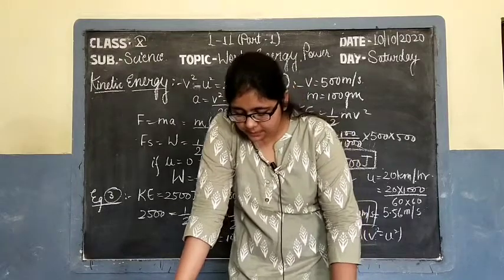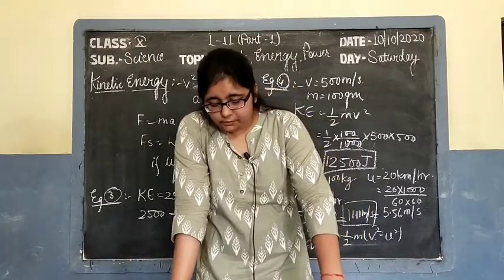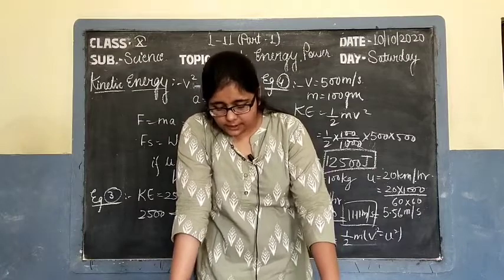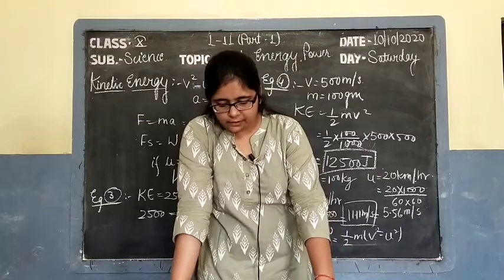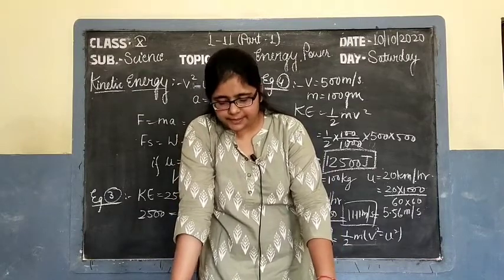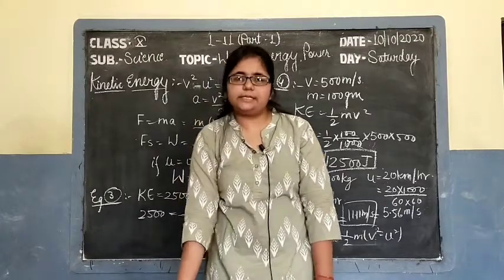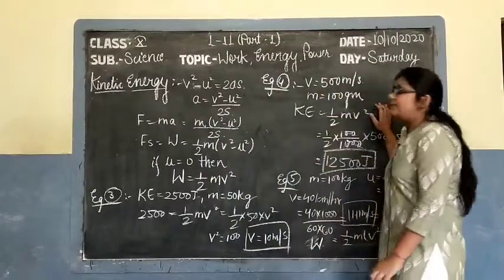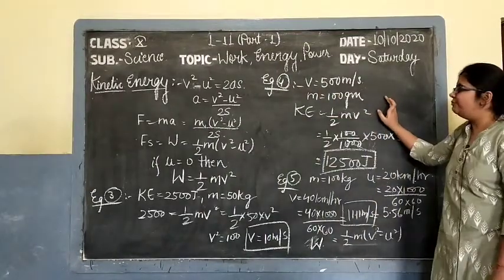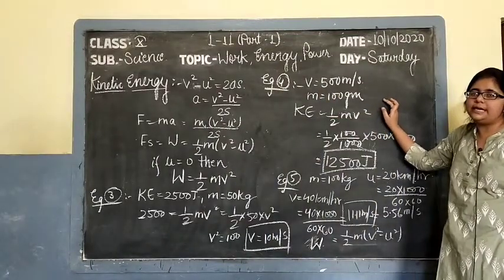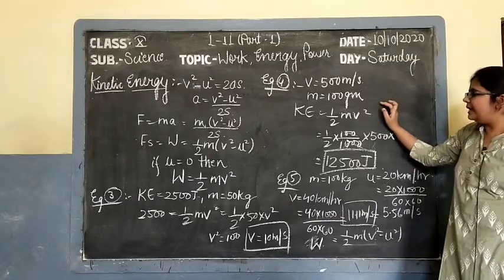So the kinetic energy is for the motion with the speed of 10 meter per second. Then the second question, that is example 4: a bullet fired from a gun is having a velocity of 500 meter per second. If the mass of the bullet is 100 grams, then what will be its kinetic energy? The mass is given in terms of grams, so you have to convert it into the SI unit, that is kg, by dividing it by 1000.